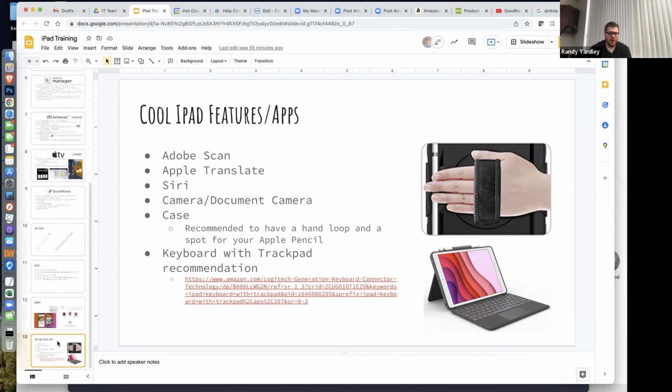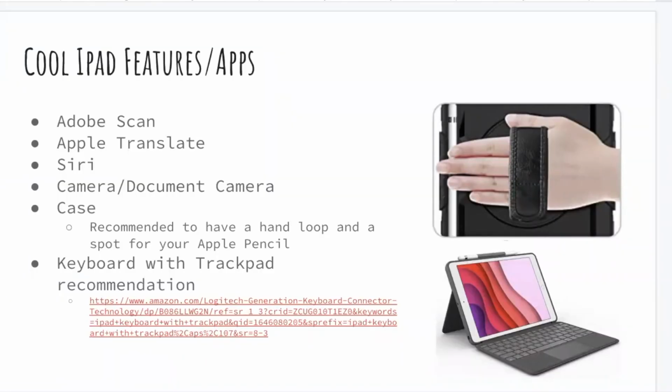Cases. Now, if you don't have a case yet, a couple of things that we recommend is, and it depends a lot on your teaching style. If you want, we recommend, like you can see on that slide, that strap going around that person's hand, and also a spot to put your Apple Pencil. Then you can keep things together, and you can be able to keep a hold of your iPad with that strap in the back, so you can walk around and be teaching.